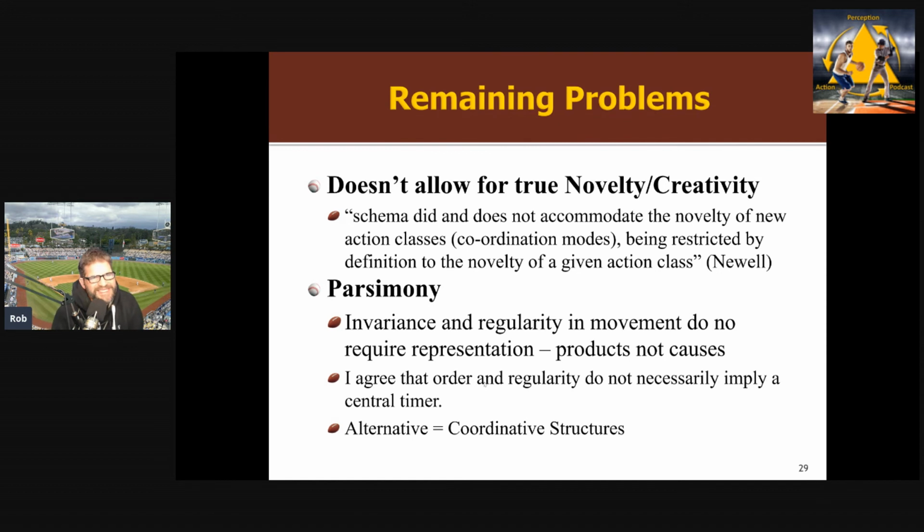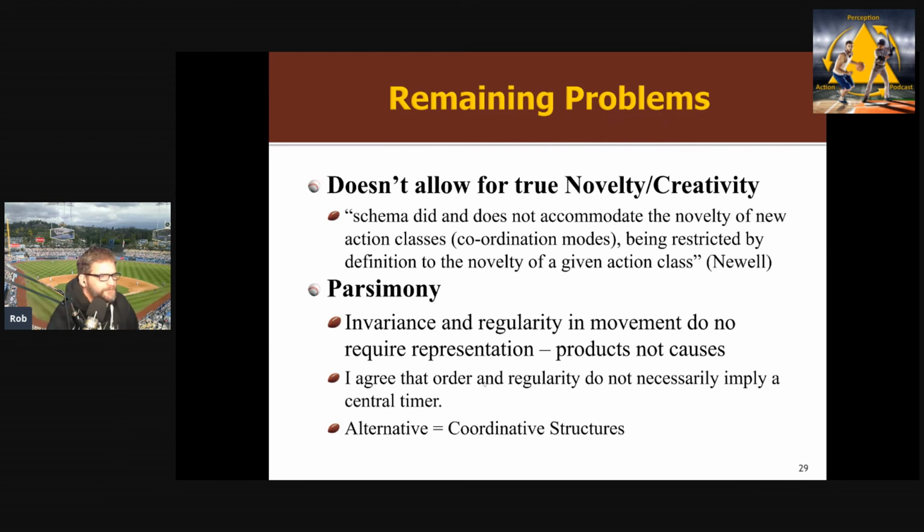So I could use the example, people always make fun of ecological psychology because we use the example of the Fosbury flop as creativity, right? There's no way you could generate a Fosbury flop from a motor program. Other things, like throwing sidearm when you're used to throwing overhand, you're suddenly switching to a totally new pattern of coordination. Motor programs don't handle that very well.